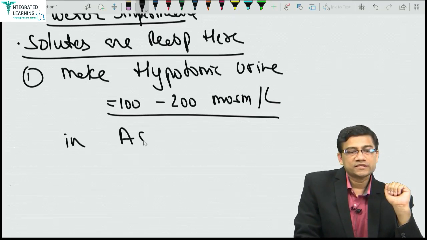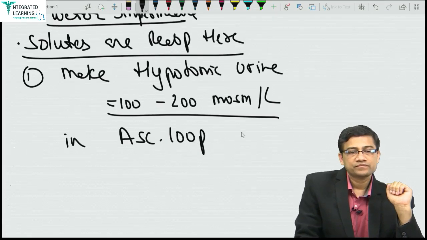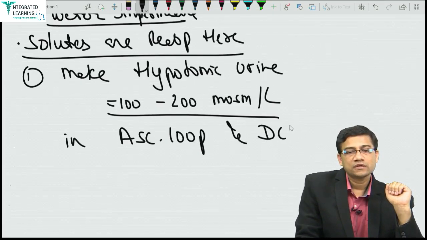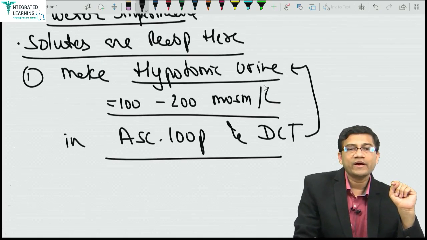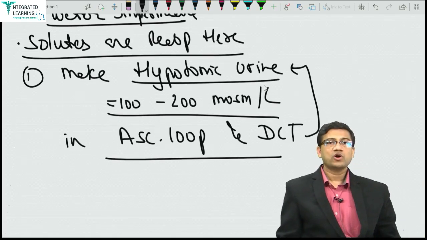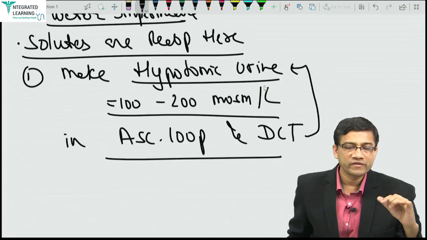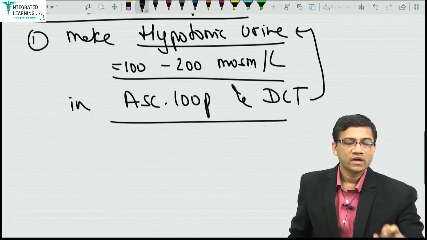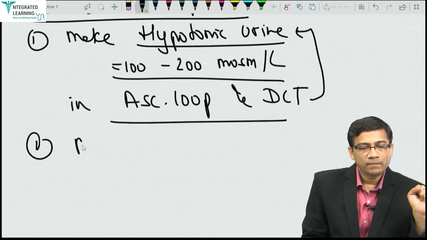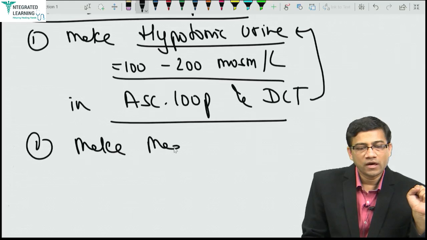In the ascending loop and DCT. Okay. So DCT gets what urine? Always hypotonic. Why? Because of the ascending loop of Henle absorbing the salts. So it gets always what? Yes, hypotonic urine.